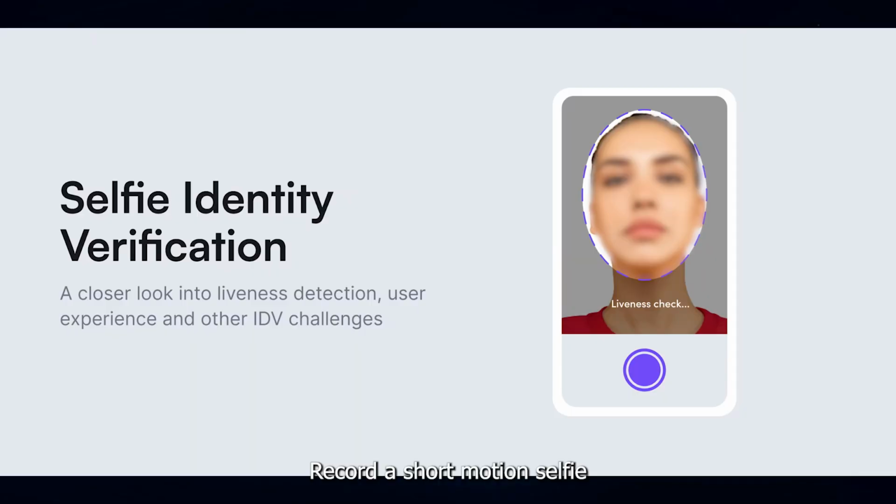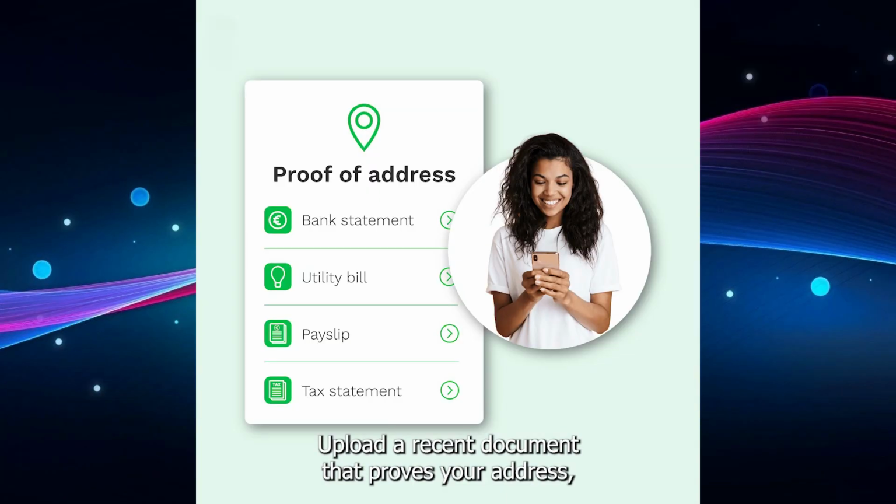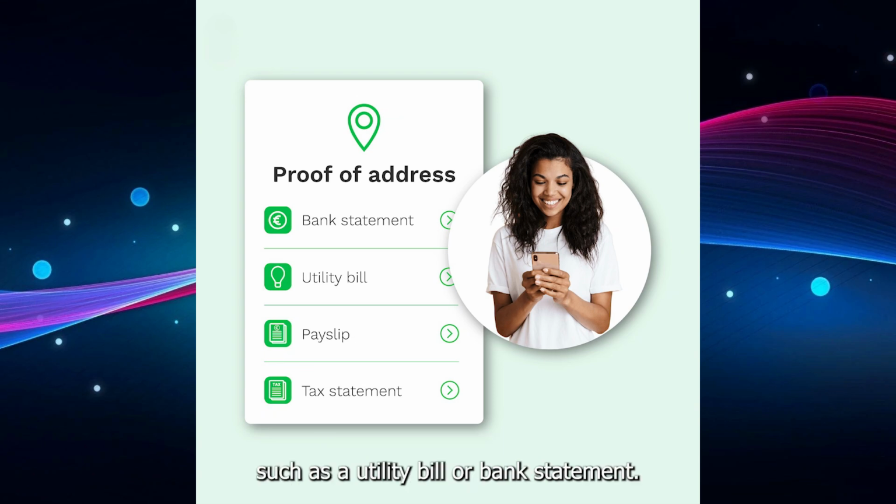Upload a clear photo of your ID document like a passport or national ID. Record a short motion selfie video to confirm your identity. Upload a recent document that proves your address such as a utility bill or bank statement.